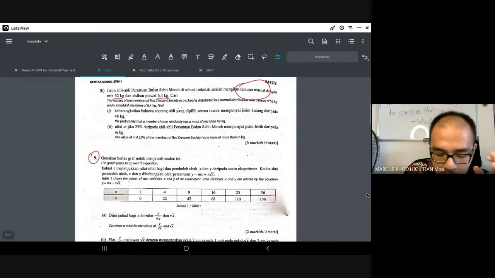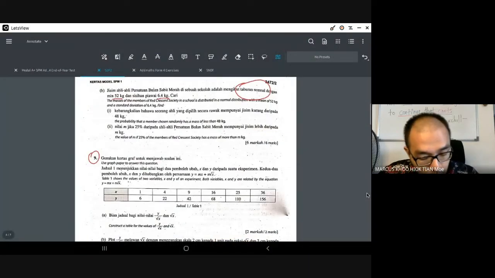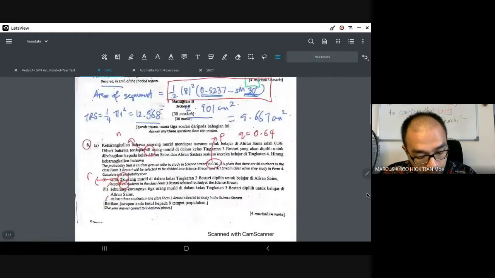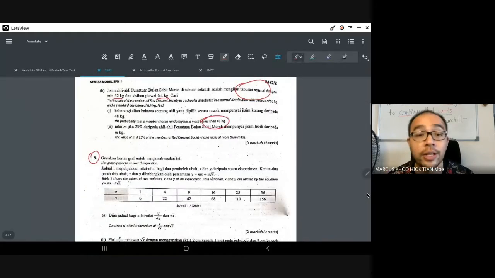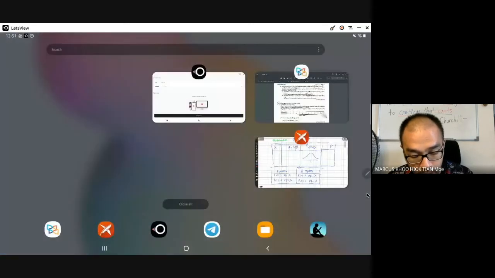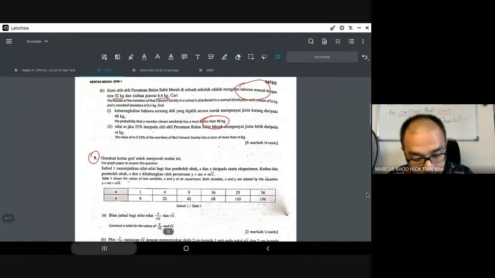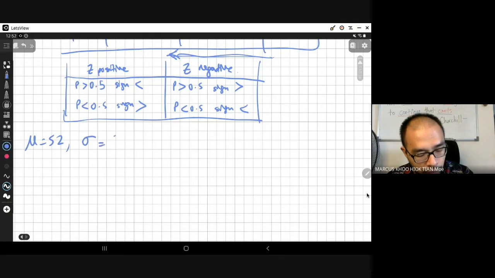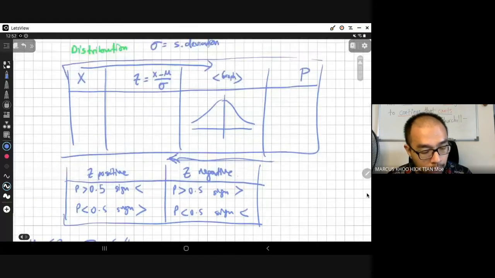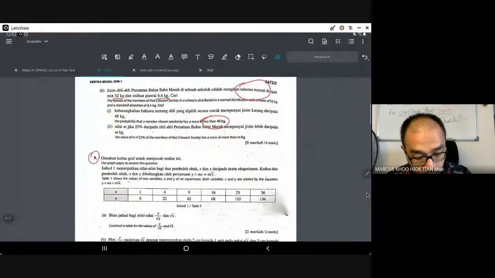So mean and standard deviation is given. You're given the probability that a member chosen has a mass of less than 48 kg. Sorry. Okay, mass of less than 48 kg. So let's have this in mind. What is the mean? Mean 52, standard deviation 6.4. We want to have our X value is 48 kg. Am I right? 48 kg.